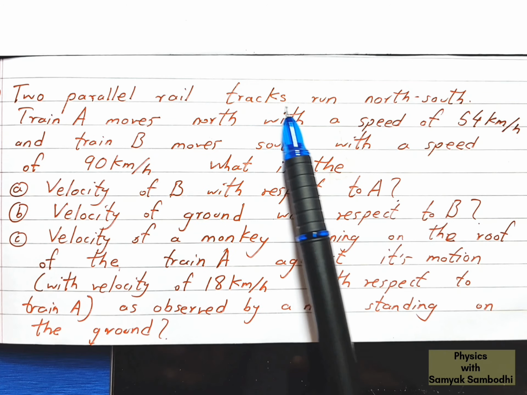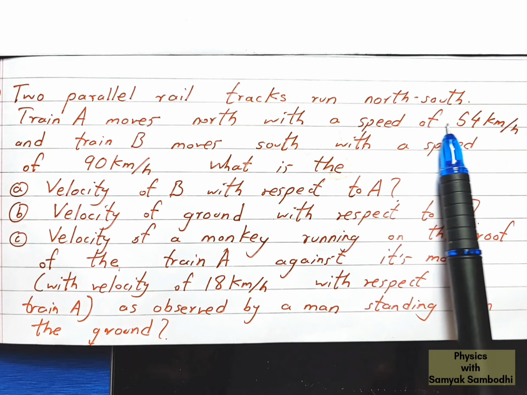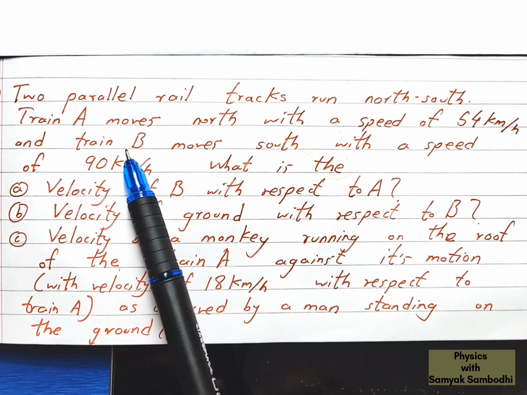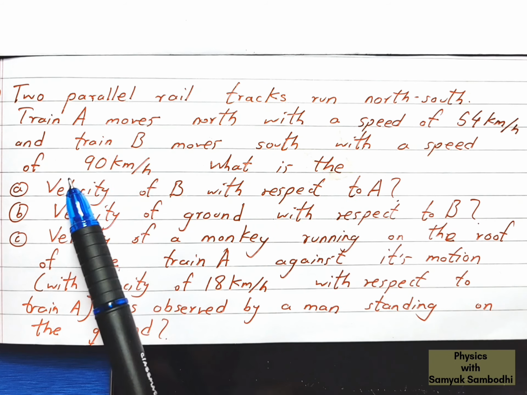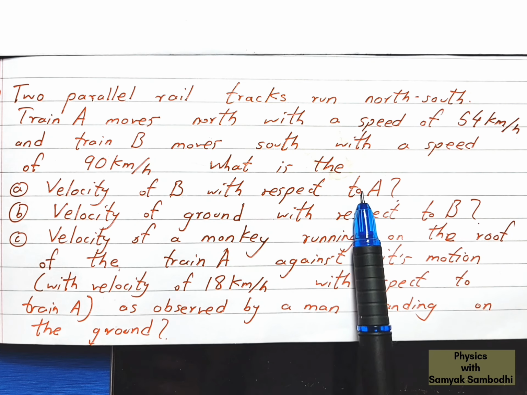Two parallel rail tracks run north to south. Train A moves north with a speed of 54 km per hour and train B moves south with a speed of 90 km per hour. What is the velocity of B with respect to A?